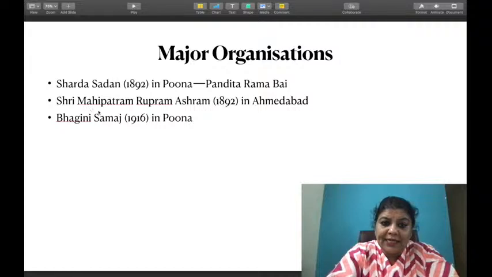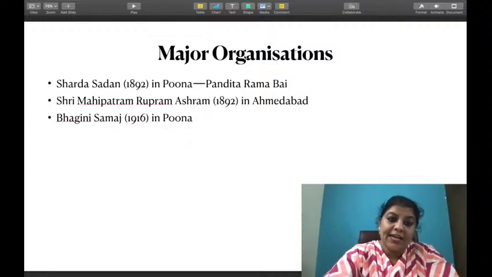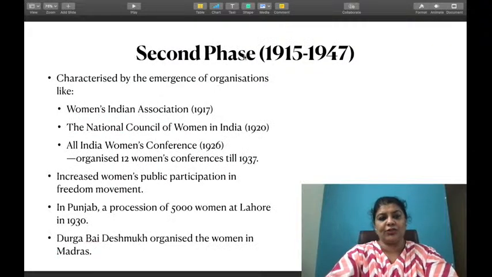And there was another organization, Shri Mahipatram Rupram Ashram. I don't know more about it. Bhagini Samaj in Pune. They are all very major organizations that stood for women's rights and women's liberation in India in the 19th and early 20th centuries.